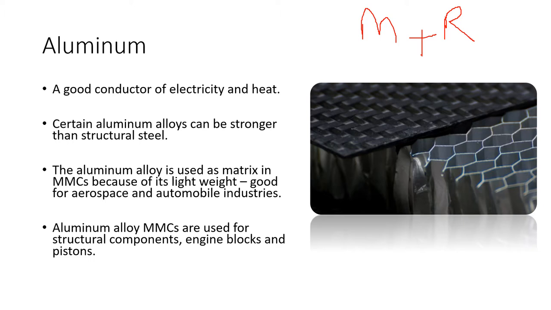Because it is lightweight, we're going to use it in aerospace and in the automobile industry. Lightweight, and it is stronger than steel. We need it to be strong, and we need it to be lightweight. Strong doesn't mean it's heavy, yeah? If you think of a little tiny person, you think that person is not as strong as a big giant guy, but that's not always like that. Sometimes a little tiny person can be stronger than a big giant guy, okay? So aluminum alloys are used for structural components because of their strength, and for your engine blocks and pistons, okay? Let me erase this for you.